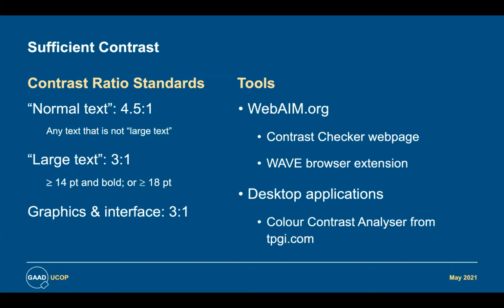There are tools that you can use to help with color contrast checking, such as webaim.org's contrast checker webpage or the WAVE browser extensions for Chrome and Firefox. There are also desktop applications that you can use, such as the Color Contrast Analyzer from tpgi.com.